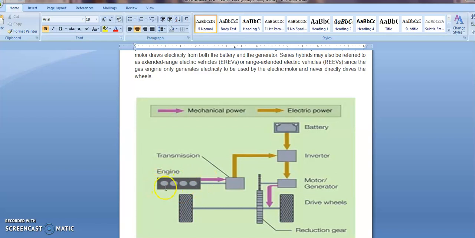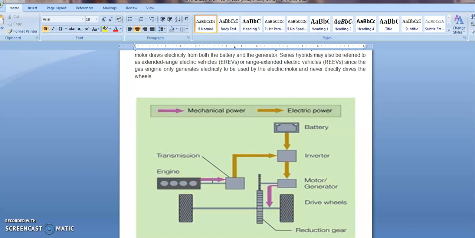Here we have the engine, and this is known as the transmission, or in some books it is written as the gearbox. Then the power of the gearbox is connected to the inverter, and here we have the battery, and this one is the motor or generator, and these are both driving wheels. In this diagram it is clearly shown that in a series hybrid the engine is not used to rotate the driving wheels. Here the engine is only used to recharge the battery.